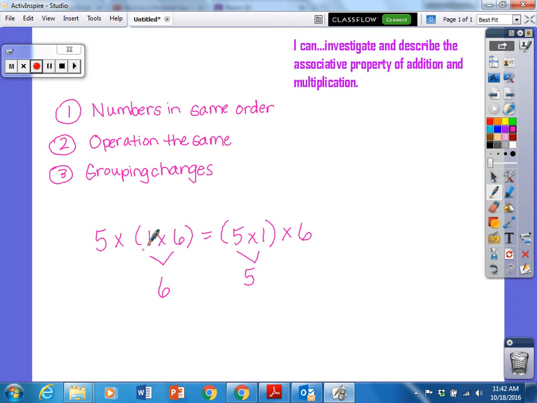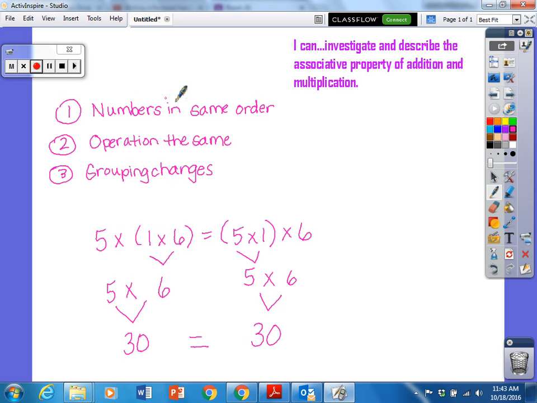So I have a 6, which is what's in my parentheses. Then I take 5 times 6. And 5 times 6 equals 30. Now, bring down my equal sign. What do I have on the other side? In my grouping, it was 5 times 1, which equals 5. But I still have to continue with the rest of the number sentence, which is times 6. 5 times 6 equals 30. Does 30 equal 30? Absolutely. So we know that this is an example of associative property.